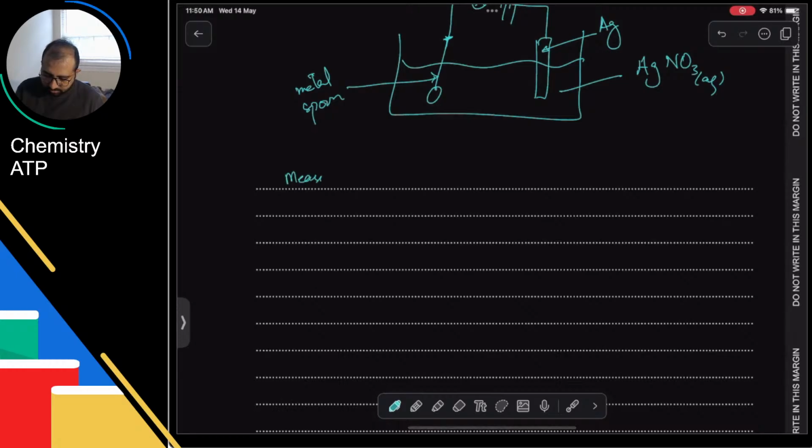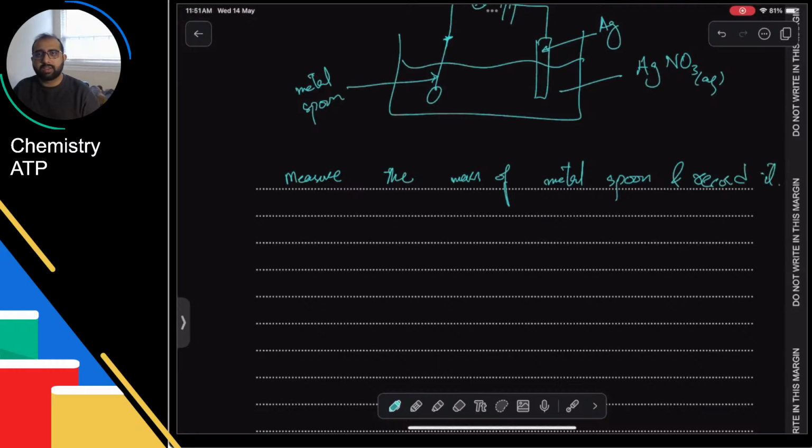Measure the mass of the metal spoon and record it. Again, I did not mention how you're going to measure, and that's fine. You don't need to include an electronic balance because that's pretty straightforward, but if you want to, that's okay.